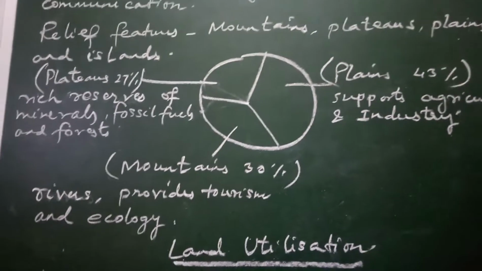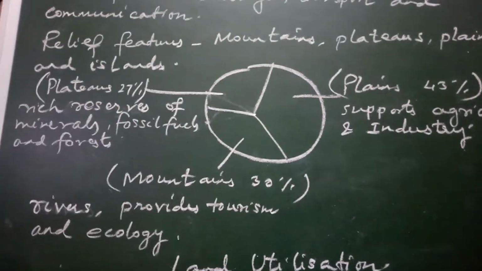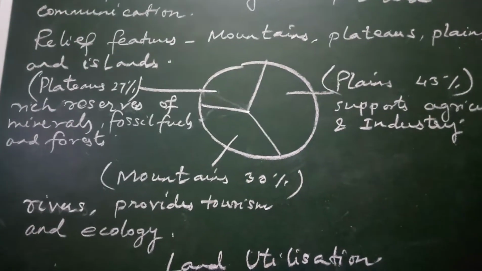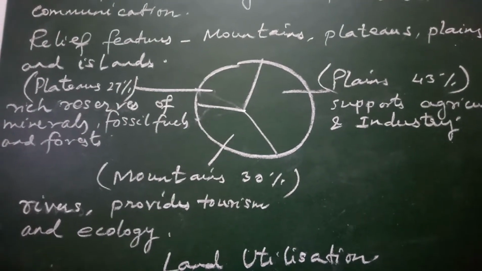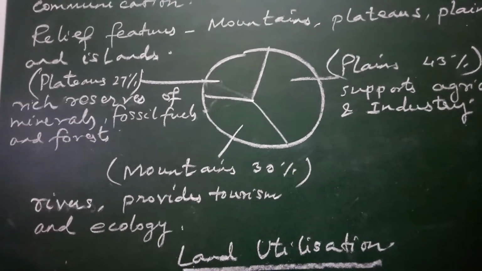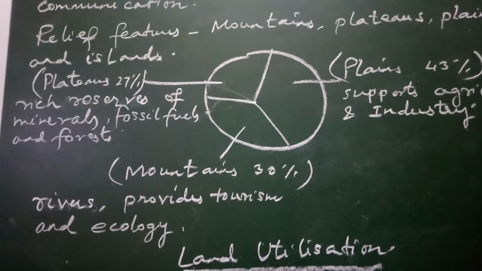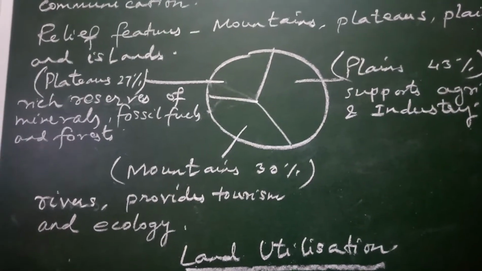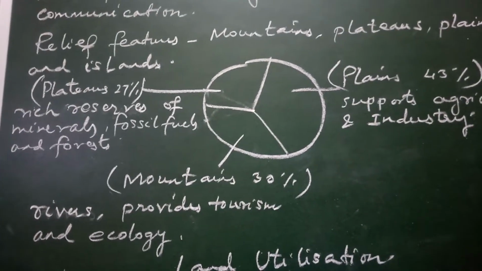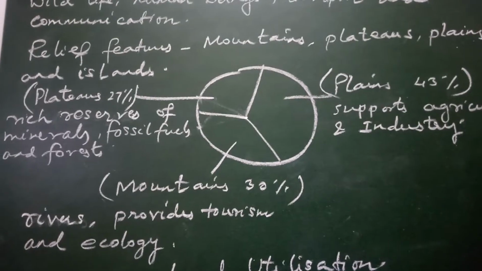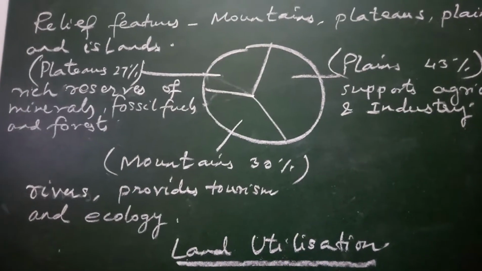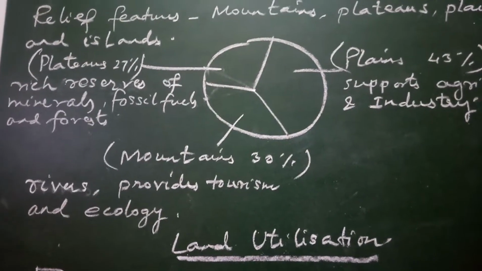Plains support agriculture and industry. Mountains are the places for rivers. They provide tourism and ecology. Plateaus are rich in minerals, fossil fuels, and forest. So land can be put to various uses, and the different uses of the land can be studied under land utilization.